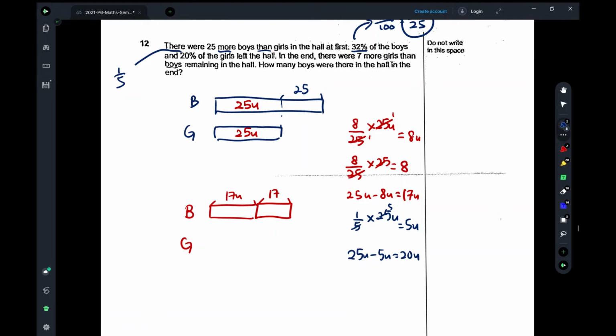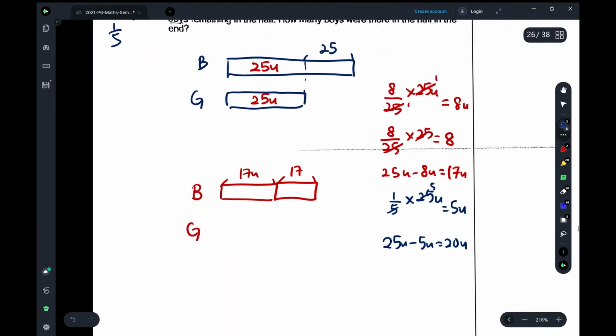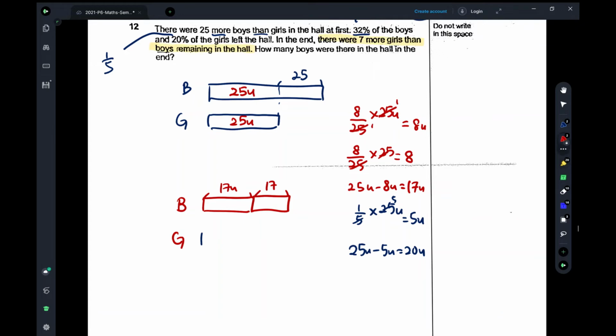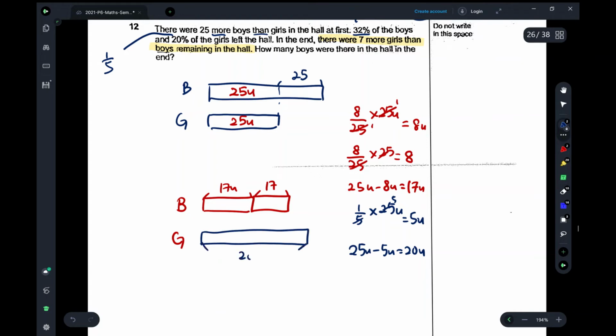So here, do I draw girls longer, the same, or shorter, or even shorter? Do I just randomly make a guess? No. So the question will tell you, there are 7 more girls than boys remaining in the hall. So there are more girls than boys remaining in the hall, which means that girls should be longer in the end. And I know that this part here is 20 units.